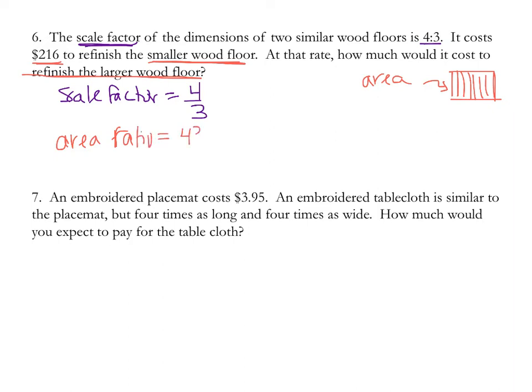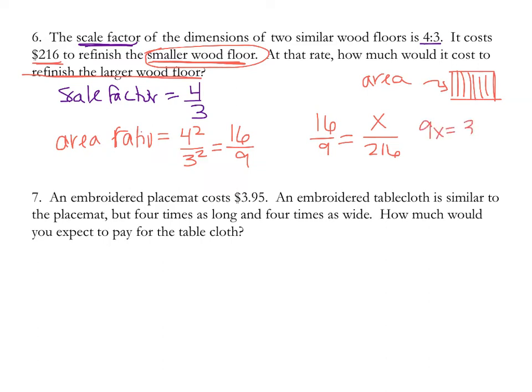So we have to take the scale factor and turn it into an area ratio, which means we've got to square both numbers. We get 16 over 9. And then we're going to set up again a proportion to find the missing number. This time, they told us that it's the smaller wood floor that's 216, so this has to go across from the 9 because it's the smaller number. And we're trying to find x here.